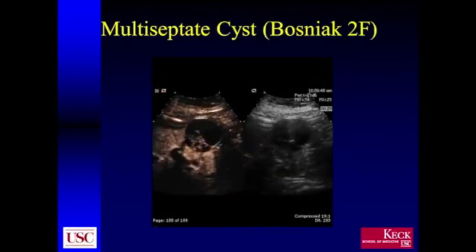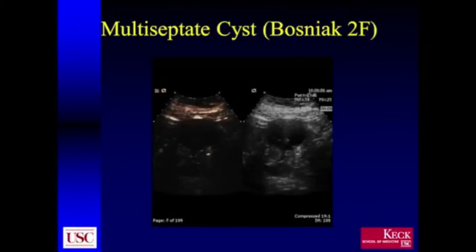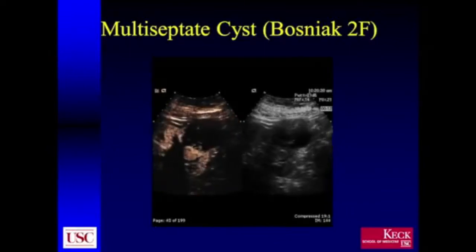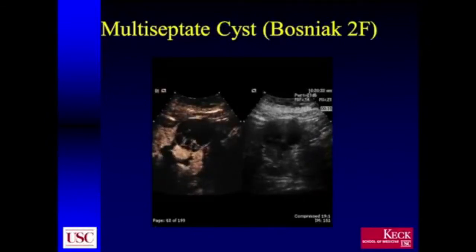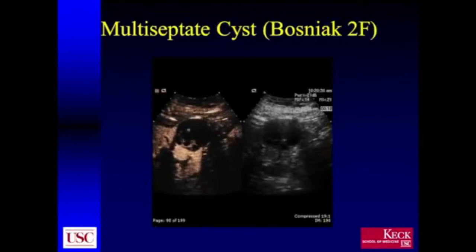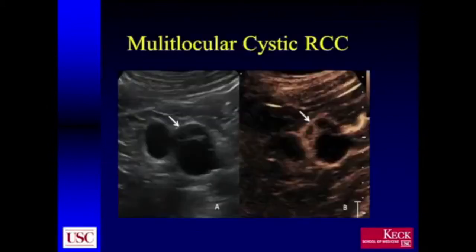So again, I think this is the type of lesion where we need to look and have more experience with contrast ultrasound to determine if we can further break more of these down as being definitively benign or highly suspicious for cancer. As the septi become thicker and more nodular, I think the likelihood that we're going to be dealing with a Bosniak 3 or a highly suspicious lesion increases.